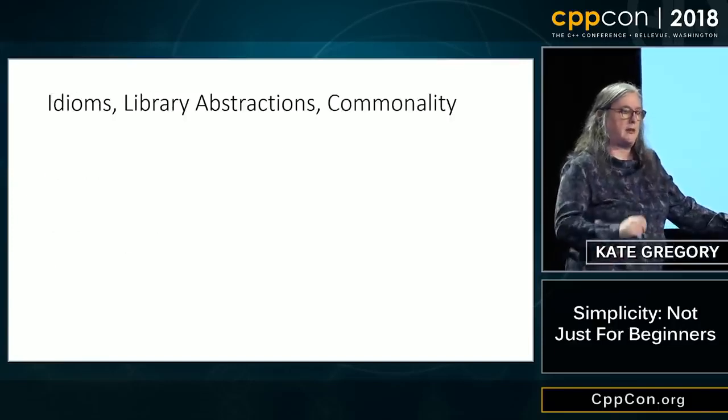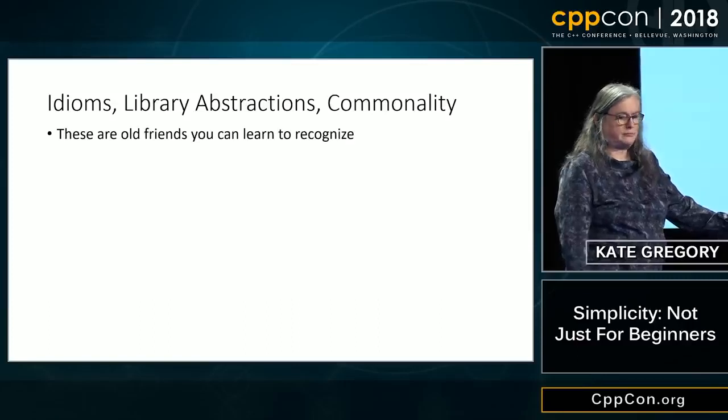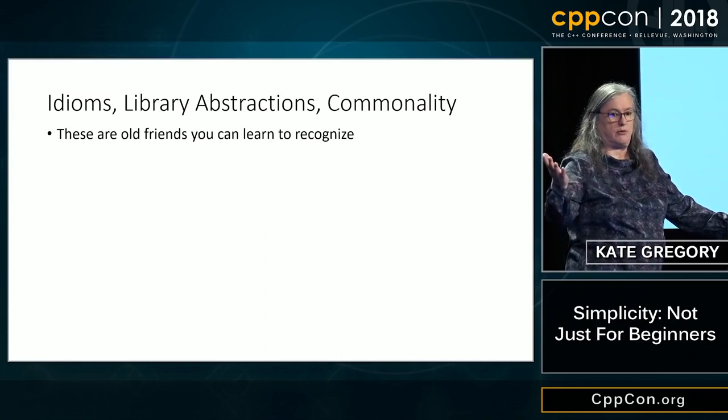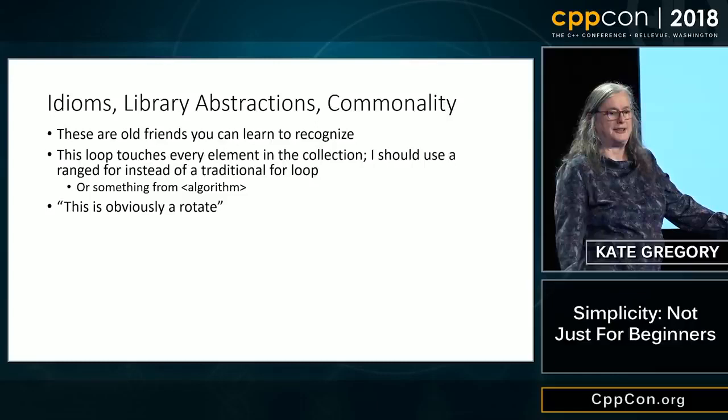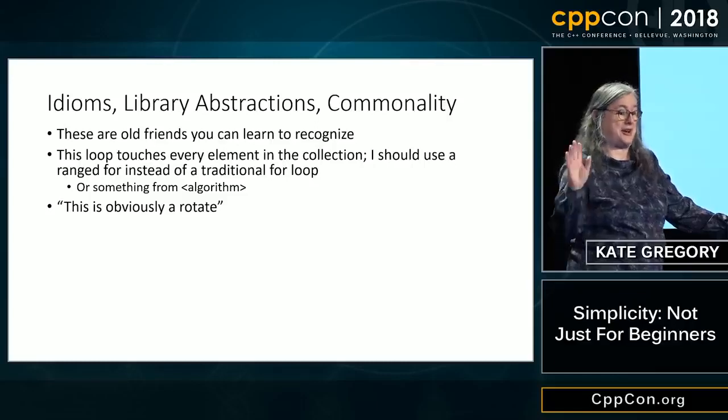Well, that comes up to a real hard thing. You can learn to recognize things. Arranged for. I'm touching every element in the collection. I should use arranged for. Sean's famous line from 5 years ago that I love to quote: this is obviously a rotate. 2 pages of code that were not obviously anything. But you can learn, and you can recognize things from the standard library.